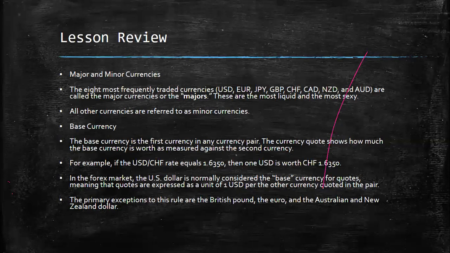The base currency is the first currency in any currency pair. The currency quote shows how much the base currency is worth measured against the second currency. For example, if the United States Swiss franc rate equals 1.63, then one United States dollar is worth 1.63 Swiss franc, basically.